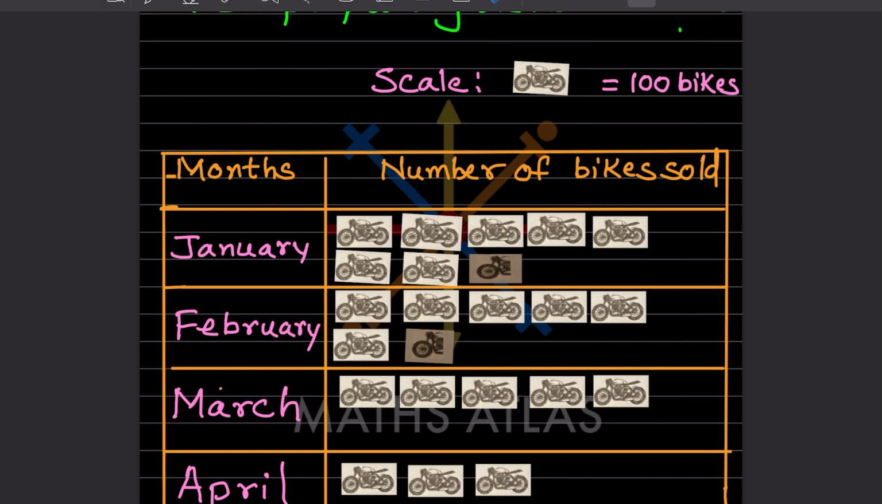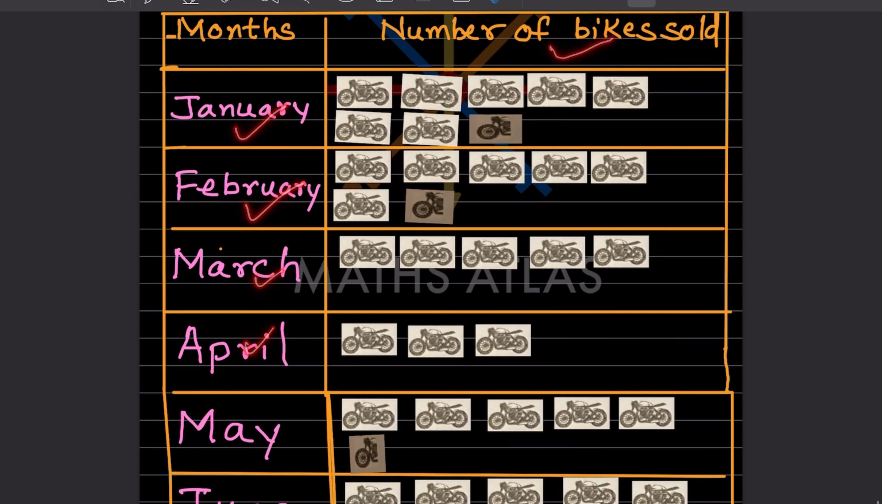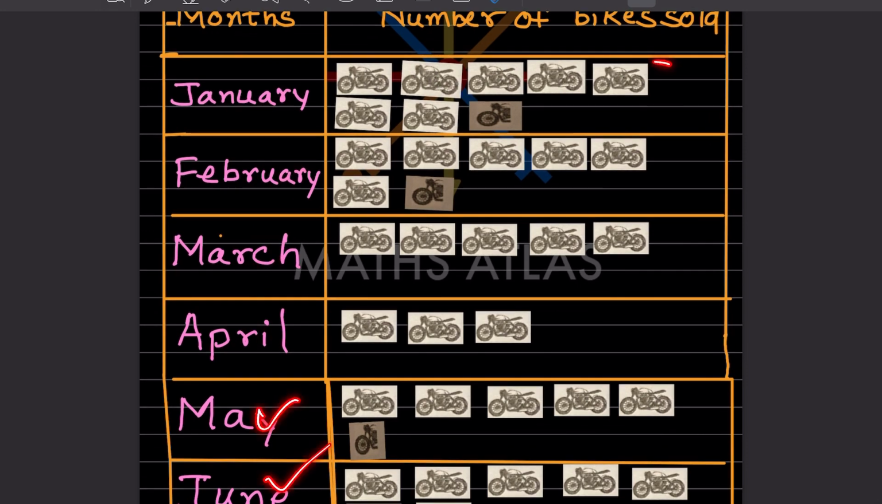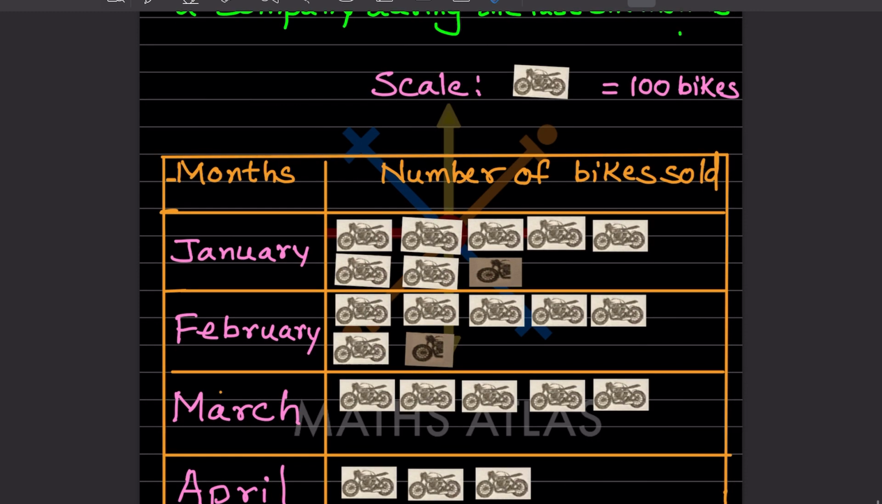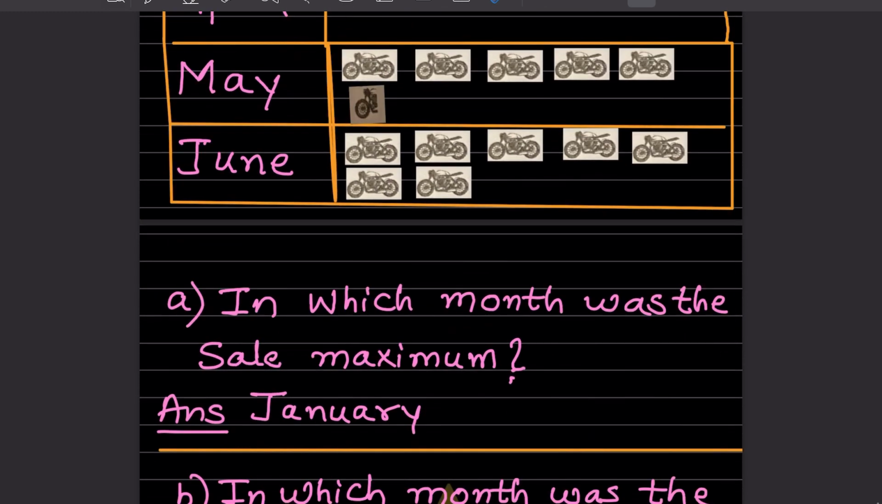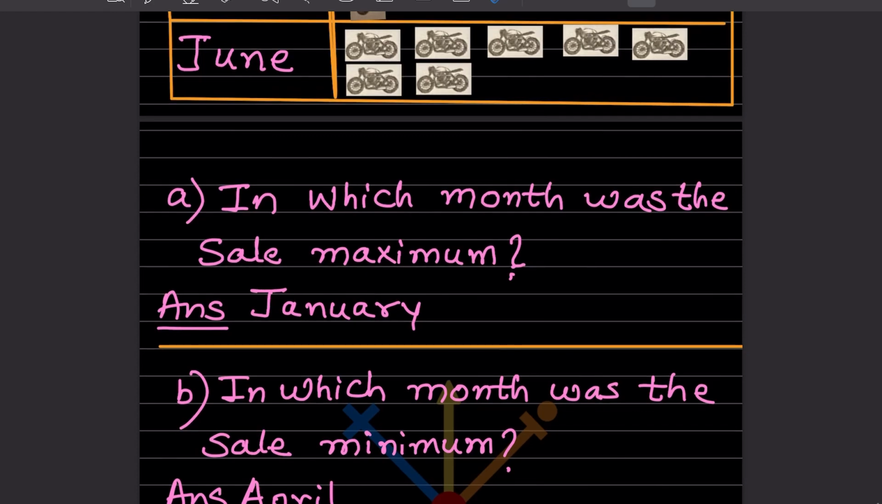In this question, the months and the number of bikes sold are given: January, February, March, April, May, and June. These are the number of motorbikes. One picture is equivalent to 100 bikes. So now let us see the questions based on this. In which month was the sale maximum?